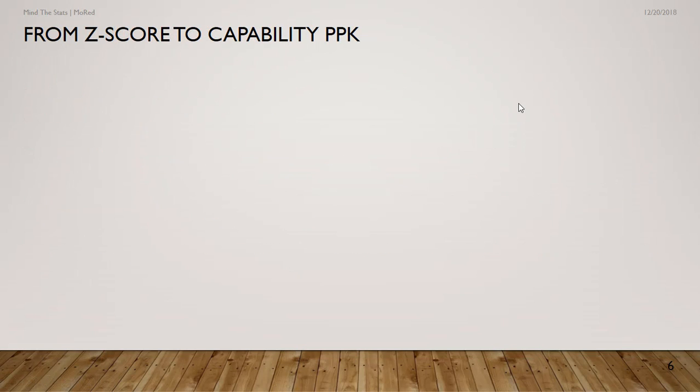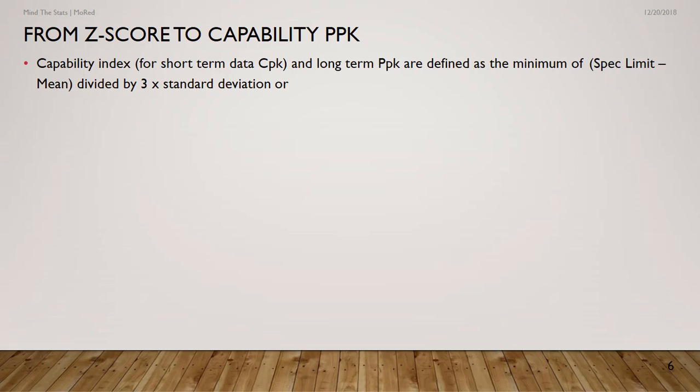Before I show you how you can calculate the z-score using Minitab, I'd like to show you the relationship between z-score and PPK. The capability index, whether we're talking short-term CPK or long-term PPK, short-term is usually a sample that you take either during a day or a couple of days. Long-term is when you're dealing with months of production or a year worth of production. But essentially the formula for calculating both of them is the same.